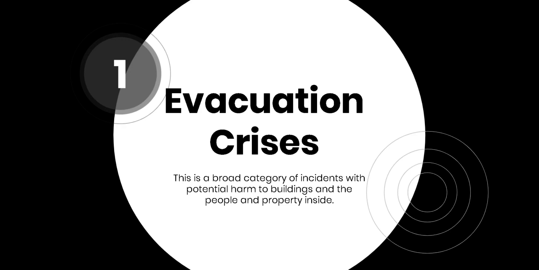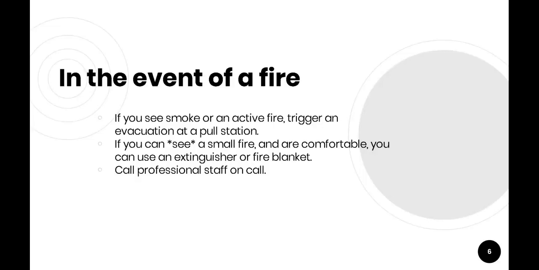So this is, most commonly we're talking about fire evacuations. There's a broad category of incidents with potential harm to buildings and the people and property inside. So first, we'll talk about in the event of a fire. We will have a fire drill once every month throughout the academic year, and those are just the drills. There is also the chance that we'll have an actual fire emergency. In both cases, our response should be very similar.